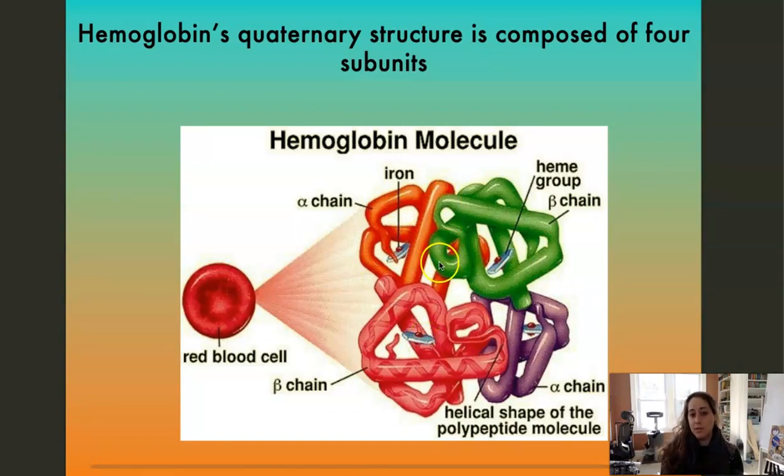When one of these subunits goes from the bound to unbound, or reverse, unbound to a bound conformation, then it affects the conformation of the other subunits and makes them more likely to go to the same conformation.